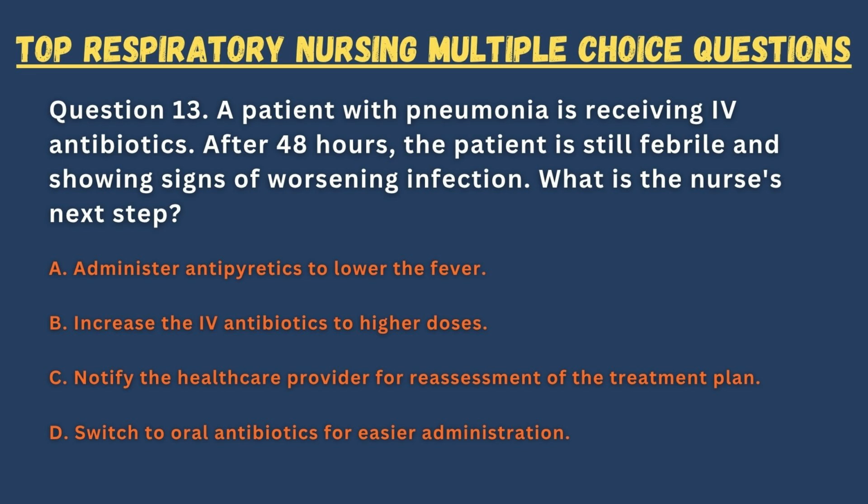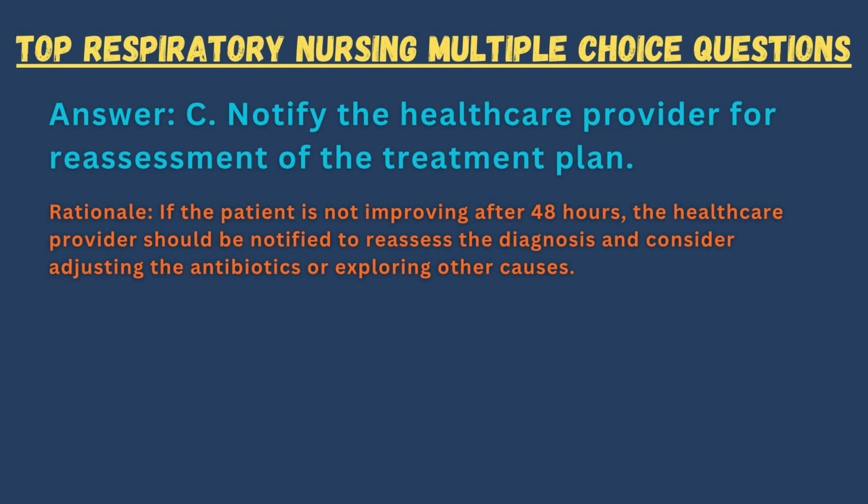C. Notify the healthcare provider for reassessment of the treatment plan. D. Switch to oral antibiotics for easier administration. Answer. C. Notify the healthcare provider for reassessment of the treatment plan. Rationale. If the patient is not improving after 48 hours, the healthcare provider should be notified to reassess the diagnosis and consider adjusting the antibiotics or exploring other causes.